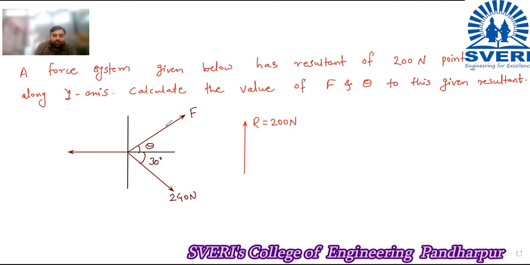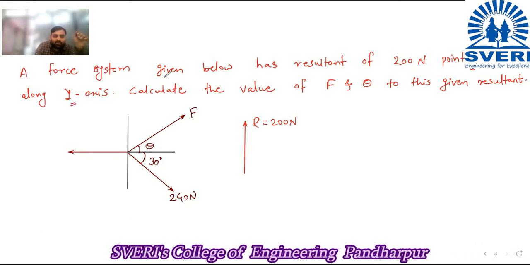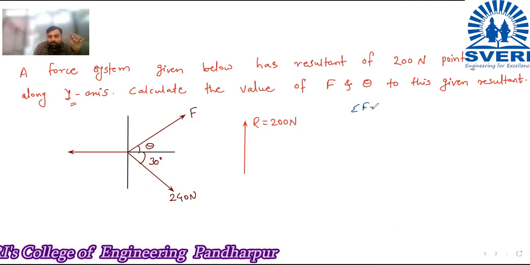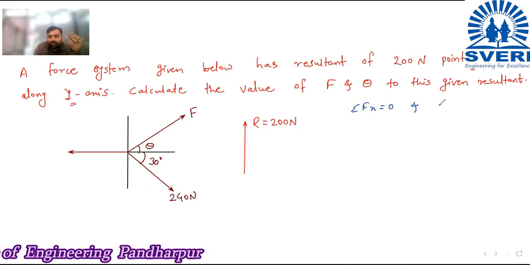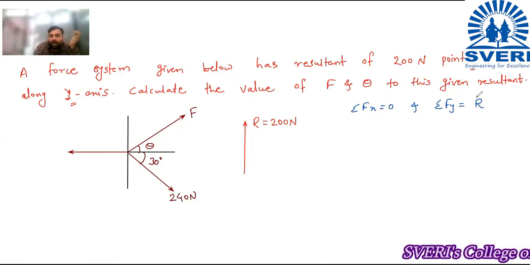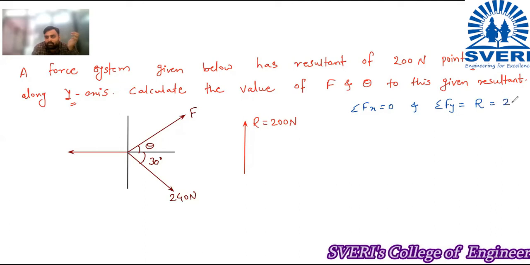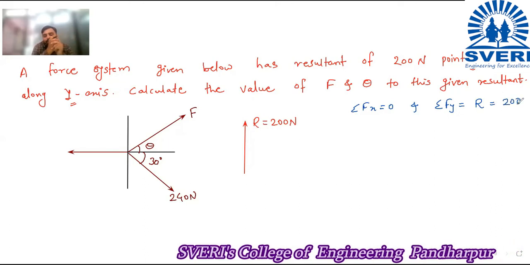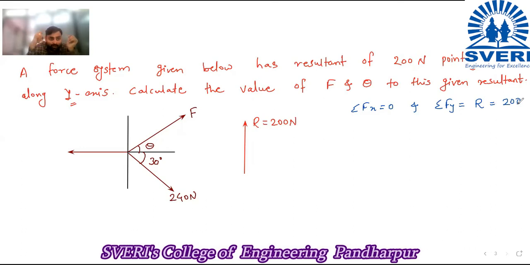Okay, so your resultant is vertical and it is along the y-axis. So your summation Fx must be 0. And summation Fy should be how much? Summation Fy is equal to 200 Newton. Correct. Summation Fy is equal to R, which is nothing but 200 Newton. Okay, and it is moving in the upward direction.